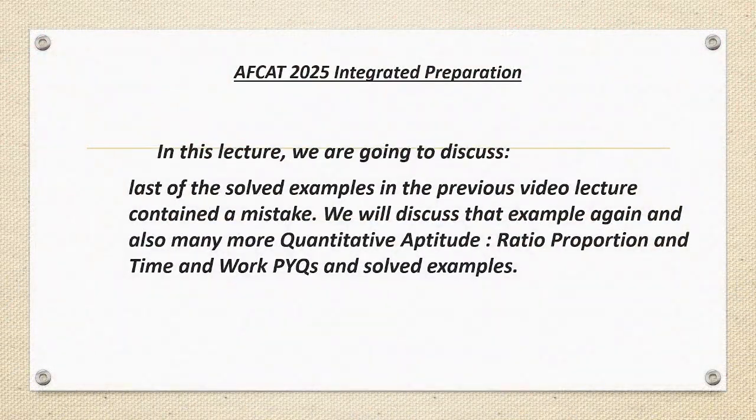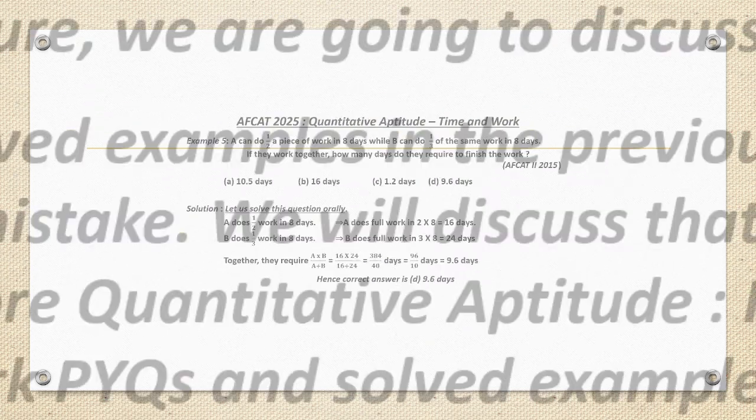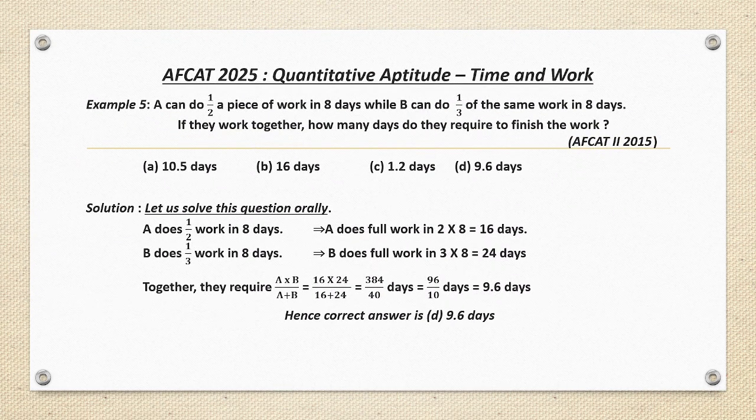In the last lecture, there was a mistake in the last example. So we will take up that, and further let us solve a few more time and work and ratio proportion questions. Here, A can do half a piece of work in 8 days, while B can do 1/3 of the same work in 8 days. Working together, how many days do they require?